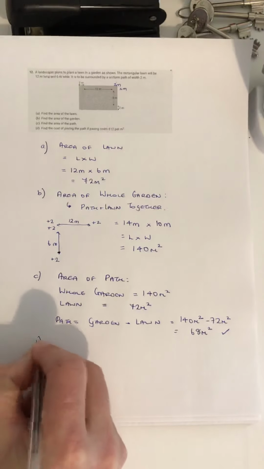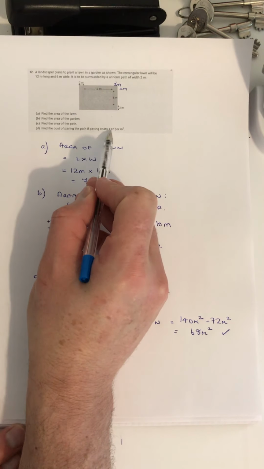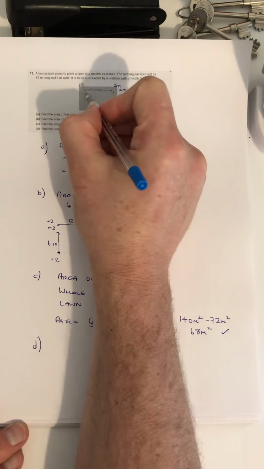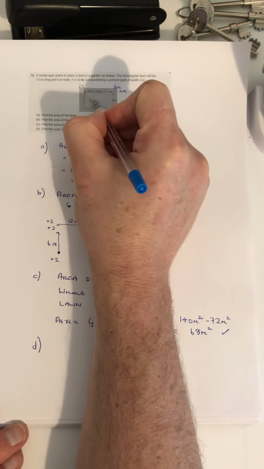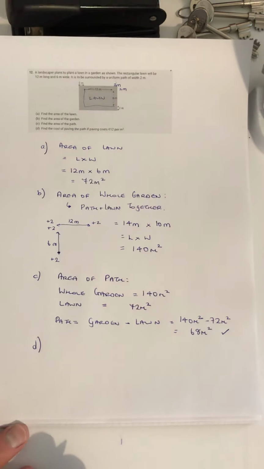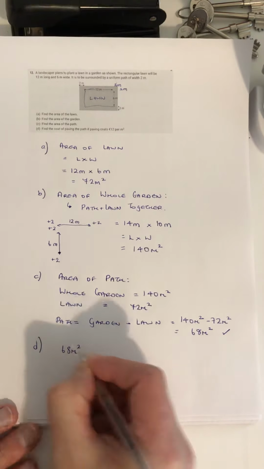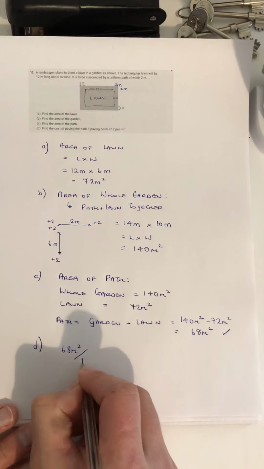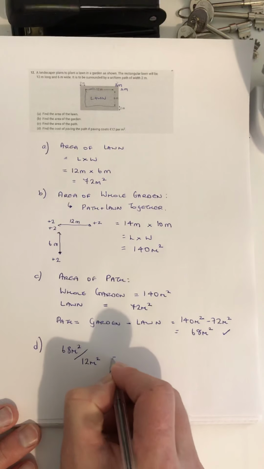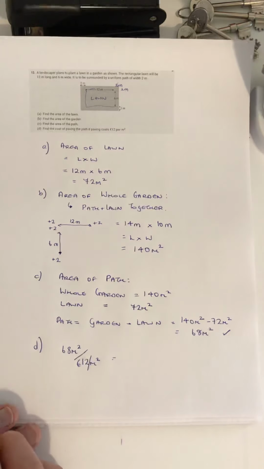And then for part D, find the cost of paving the path if paving is €12 per meter squared. So we're only going to pave what's outside, okay? So this inside here is the lawn. So we're only going to pave the garden around the outside, okay? So part D, well, 68 meters squared, it's €12 per meter squared.